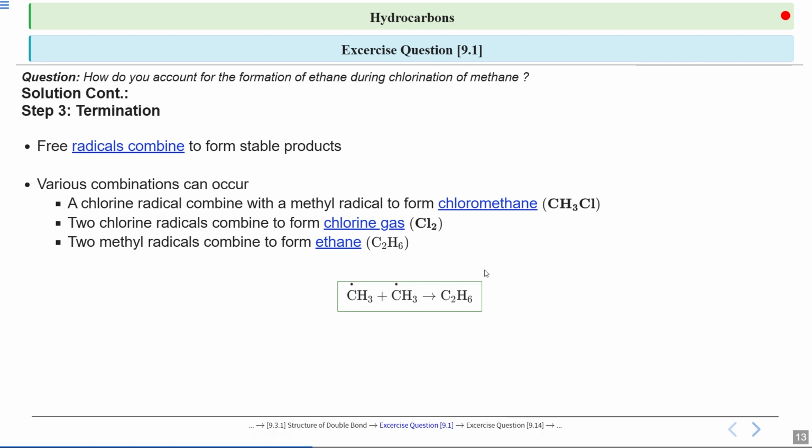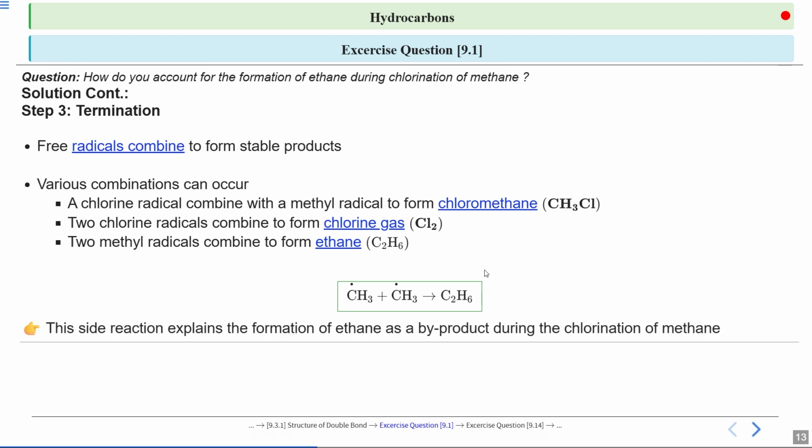So, this is the reaction. You can see here, as shown, when two methyl radicals combine, they form ethane. Now, to wrap this up, the side reaction explains why ethane is observed as a byproduct during the chlorination of methane.